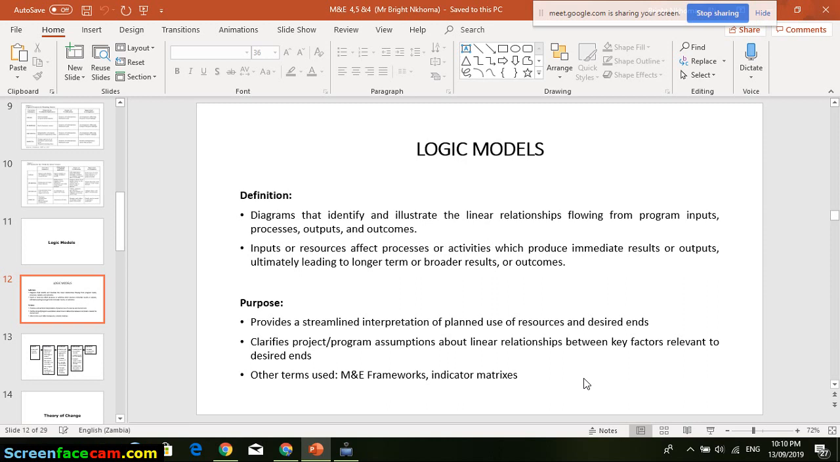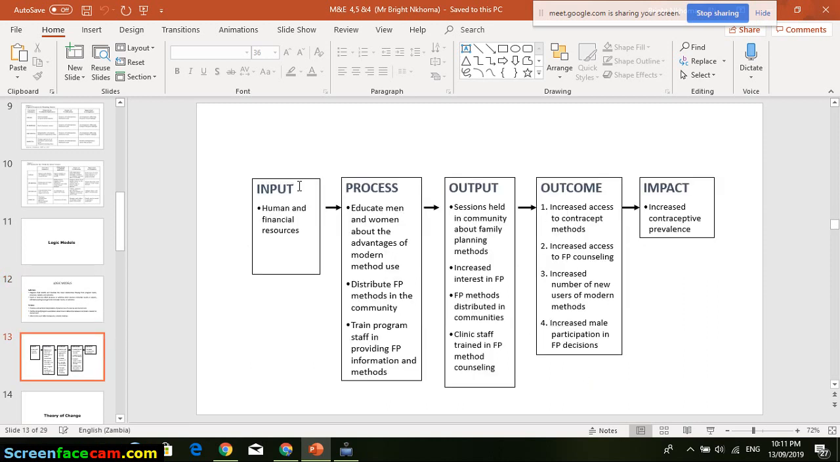In the same manner, the logical model also shows the same, which is a diagram that identifies and illustrates the linear relationship flowing from program inputs, processes, outputs, and outcomes. Inputs or resources affect processes or rather activities, which will produce immediate results, which are outputs, ultimately leading to longer term or broader results, which are outcomes, and then outcomes will ultimately culminate into a goal. That's all about the logic model. So this is what the logic model is.